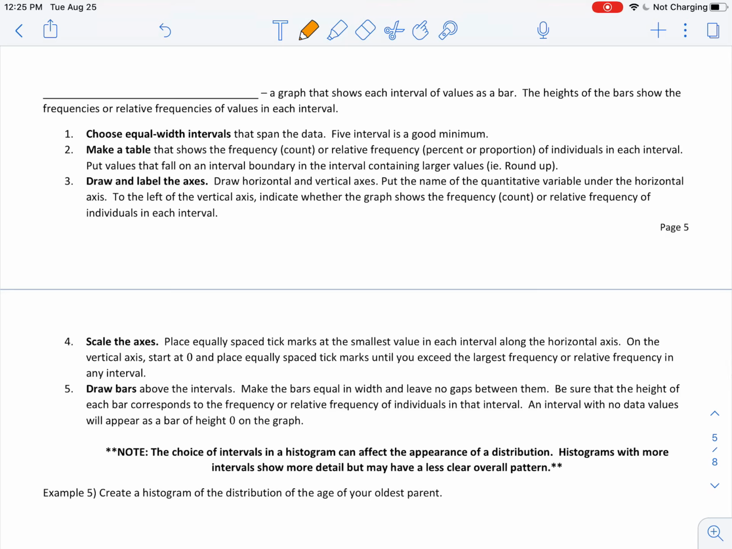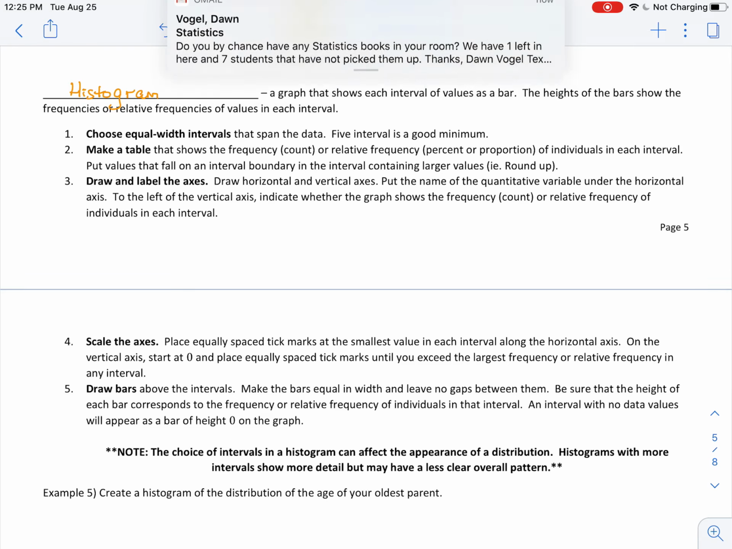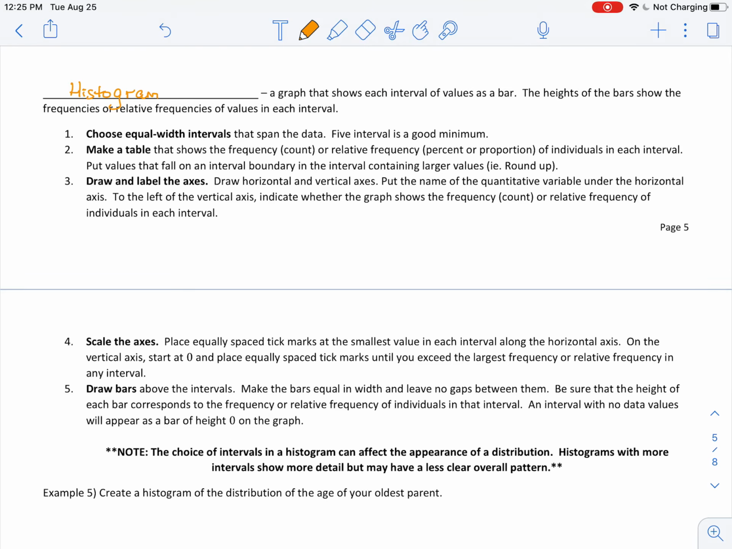So we talked about stem plots, we've talked about dot plots. One of the other common ways you're going to see quantitative graphs created is using a histogram. A histogram is a graph that shows an interval as a bar. So it's kind of like a bar graph, but it's not a bar graph. The heights of the bars are going to correspond with the frequency, the count, or the relative frequency, the percentage of values that fall in that interval.